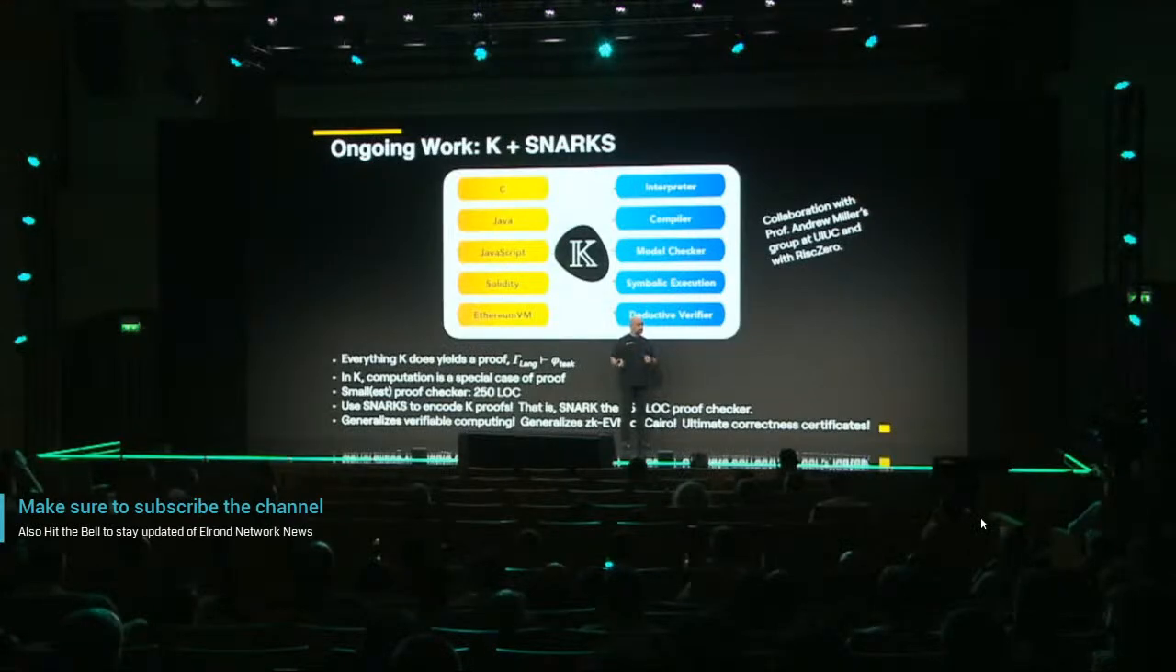Once you have that, you don't need things like ZK, EVM, or Cairo languages, because you only need the semantics for them in K, and then you can do it with K for them. So I hope we'll achieve that, and why not on the Elrond blockchain? Maybe we'll have XK someday, who knows? Let's see.